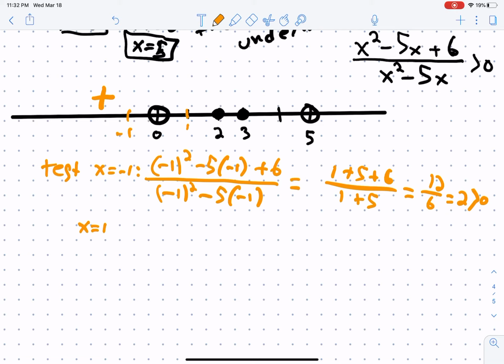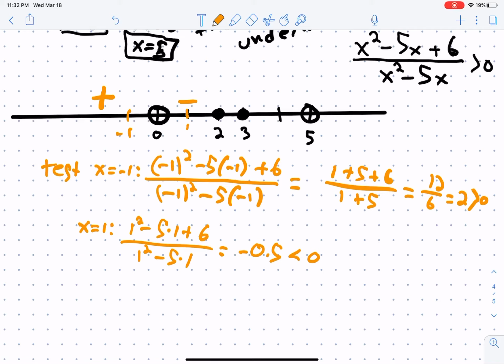So testing x equal 1. Well, what is it? It's 1 squared minus 5 times 1 plus 6 over 1 squared minus 5 times 1. And if we plug those in, then we get negative 0.5. So that's negative in there. This one is negative.